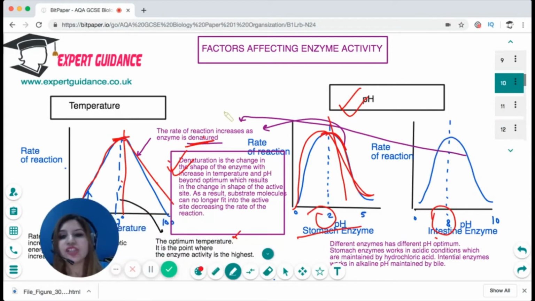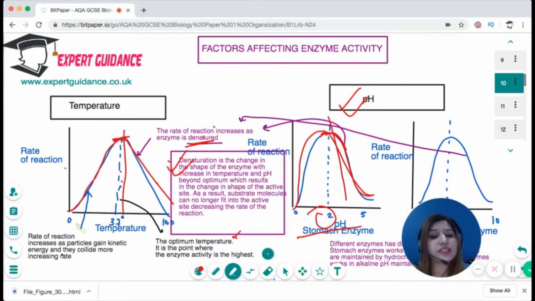Okay, so I hope this graph is clear to you. You should be able to draw this graph in the exam, or if this graph is given, you should be able to explain all this trend: why there's an increase, what is an optimum, and why there's a drop. And I hope you will remember it.